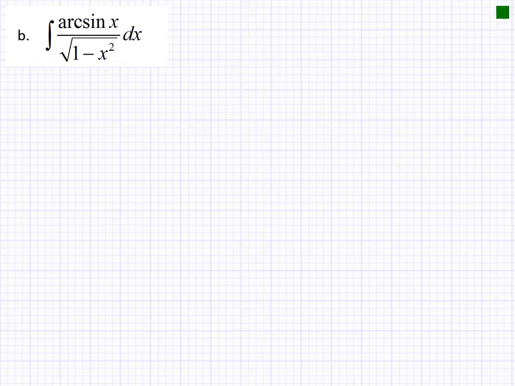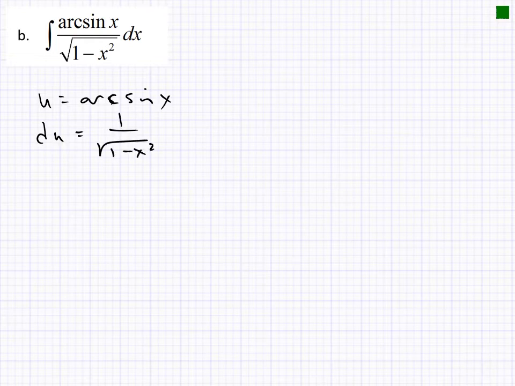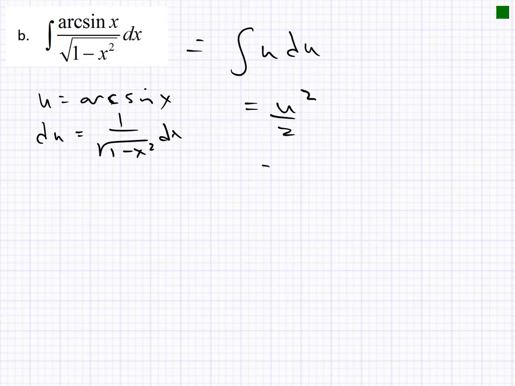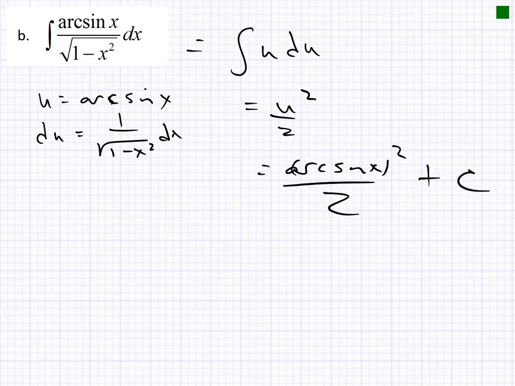Right here we're going to use another u substitution. We're going to say u equals arc sine of x. Du is 1 over square root of 1 minus x squared dx. And so again you get u du. So you get u squared over 2. U was arc sine, so arc sine x squared over 2 plus c.